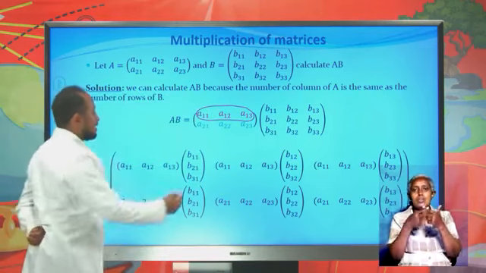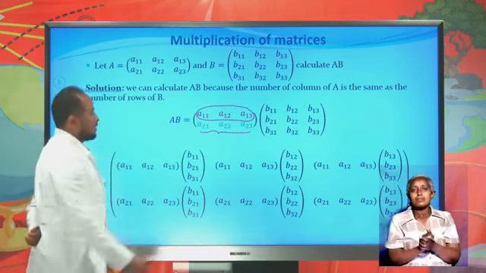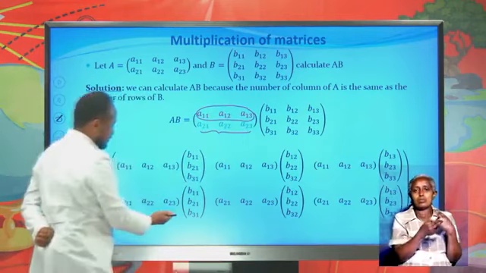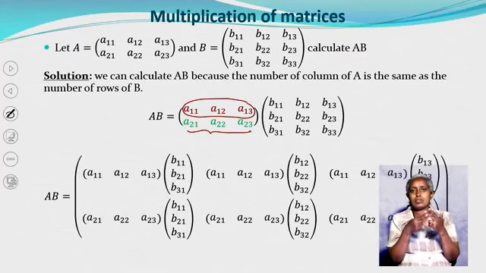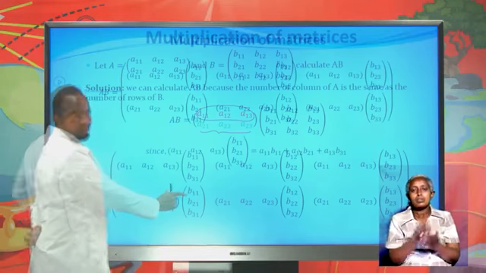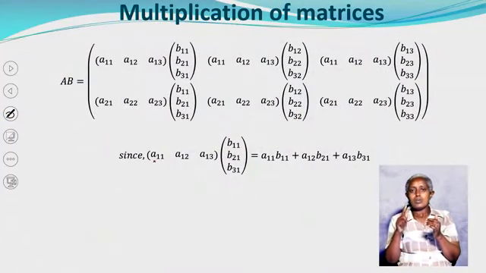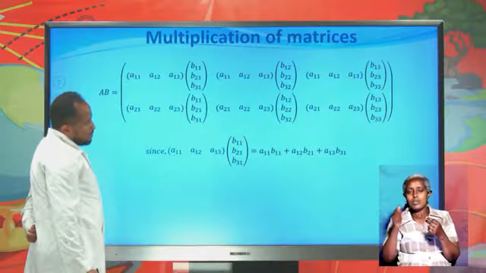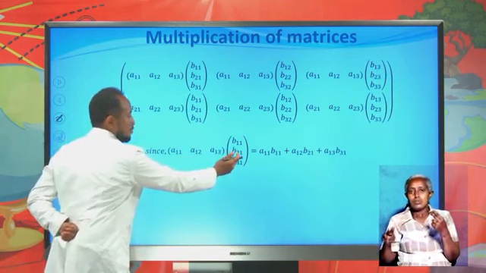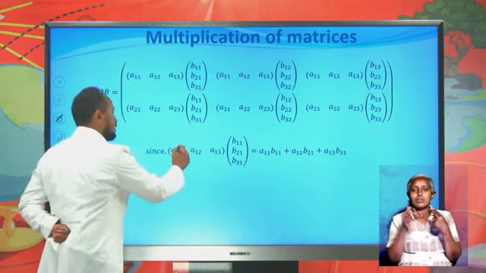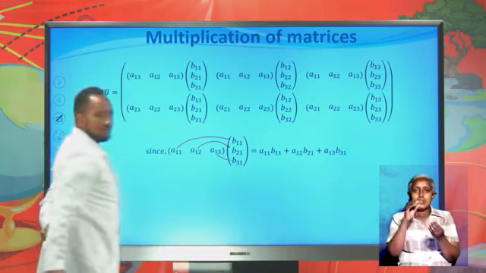For the second row, again, the second row also multiplies each column. Therefore, this first row multiplies the first column, and this row multiplies the second column. This row multiplies the third. So let's see how to evaluate this one. Since the product of these two means A11, A12, A13 multiplied by B11, B21, B31, this is equal to A11 times B11 plus A12 times B21 plus A13 times B31. So we multiply this by this one, by this one, and this by this, and you add the results.